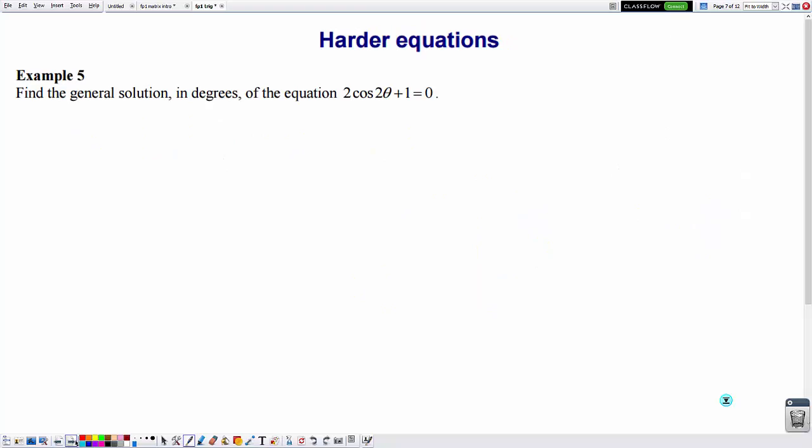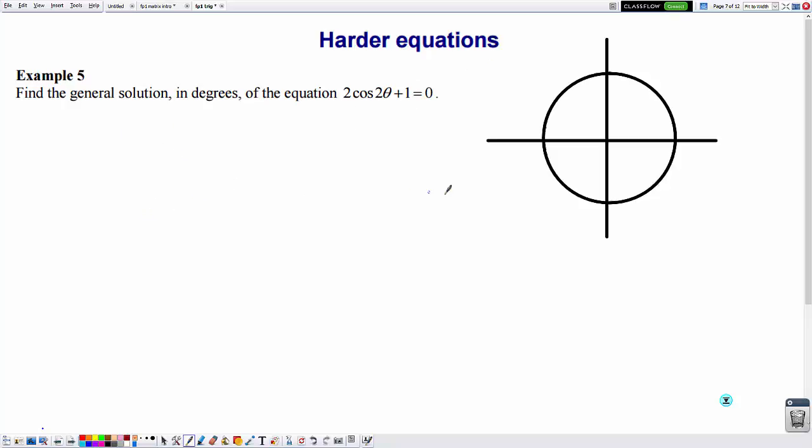Okay. Example 5. So we're getting to the harder ones now. We're going to find the general solution in degrees of the equation 2 cos 2 theta plus 1 equals 0. To do things like this, you do need to rearrange it, and your rearranging is essentially like you would do in algebra. So we're going to make cos 2 theta the subject. So we've got 2 cos 2 theta plus 1 equals 0. We're going to make cos 2 theta the subject. So cos 2 theta equals minus 1. Sorry, that should be a 0 there.